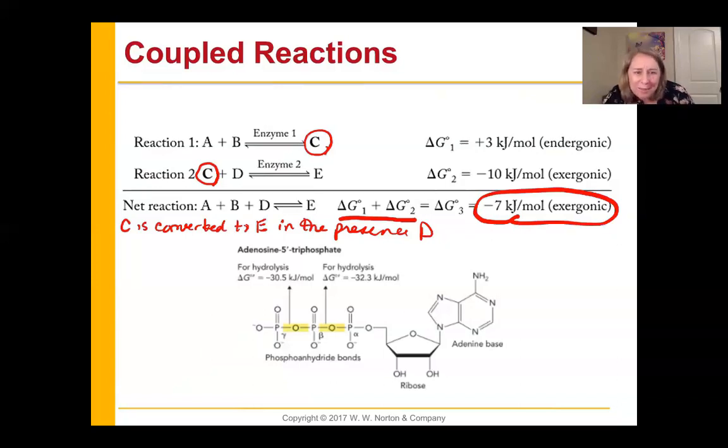But why? So if you have D present, it is going to use up C to make E. So basically what you're doing is you're decreasing your concentration of your product in the first reaction. So what happens to that reaction? That reaction is going to shift towards the products. And so it's going to make that initial reaction more favorable, even though it requires energy to do. So C is used up in the equilibrium reaction, and so that first reaction is going to shift to replace the C.